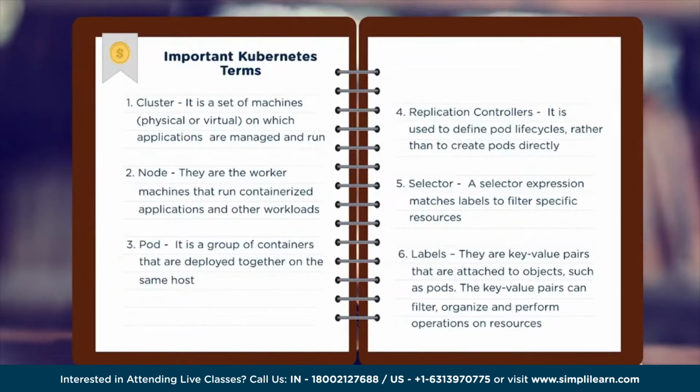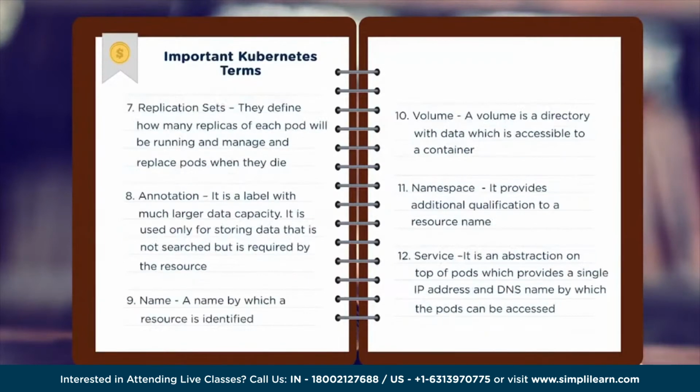We have replication controllers, and a replication controller is used to define a pod's life cycle rather than to create the pods directly. We have a selector, which is an expression matched to a label to filter specific resources. Labels are key value pairs that are attached to objects such as pods. The key value pair, or the label, can be used to filter, organize, and perform operations on resources. Replication sets define how many replicas of each pod will be running and managed, for example when you want to replace a pod when it dies.